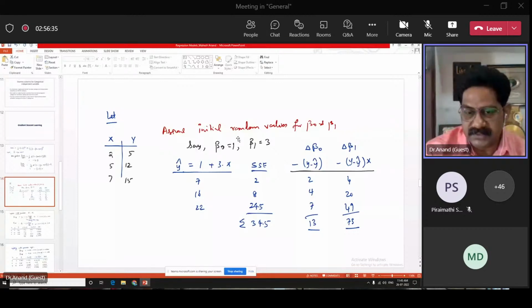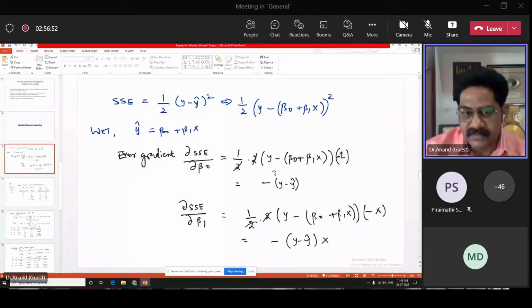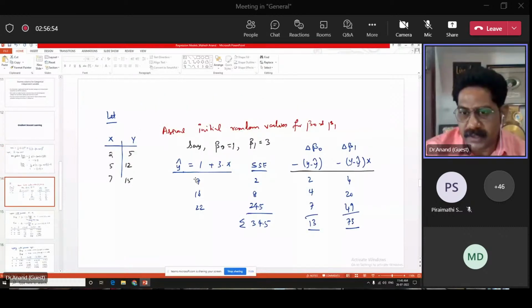My scope is to minimize this error, right? For that, I need to apply this formula, delta beta naught, delta beta 1. I'm using the formula minus of y minus y cap, and minus of y minus y cap times x. Just now we have derived this. So 5 minus 7 is minus 2, and minus of minus 2 becomes plus 2. Similarly, I calculate the individual differences. This is my total gradient. Similarly, this is the total gradient for slope. This is the total gradient for the intercept.